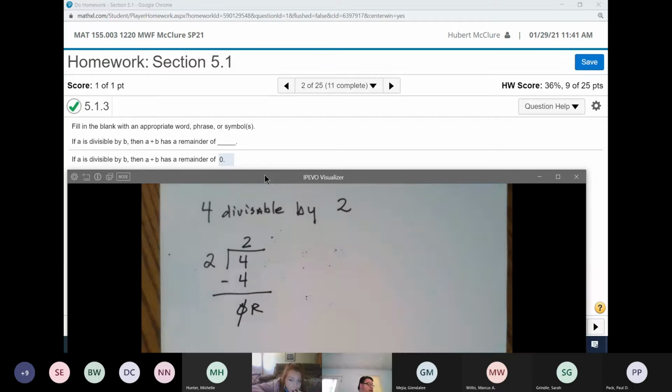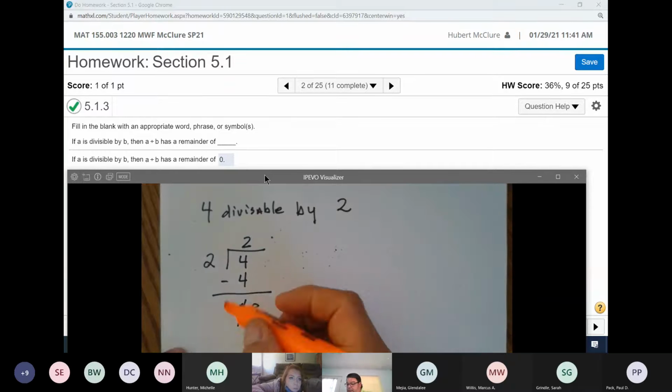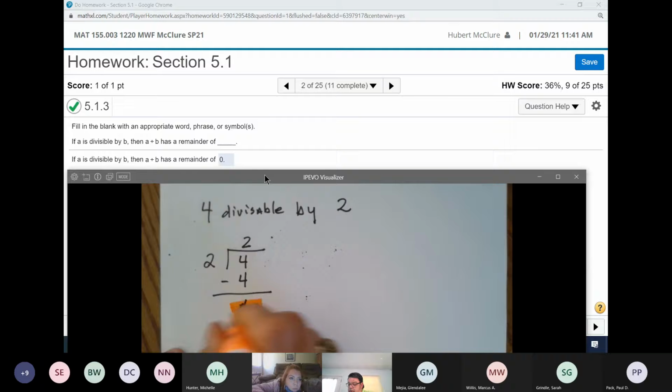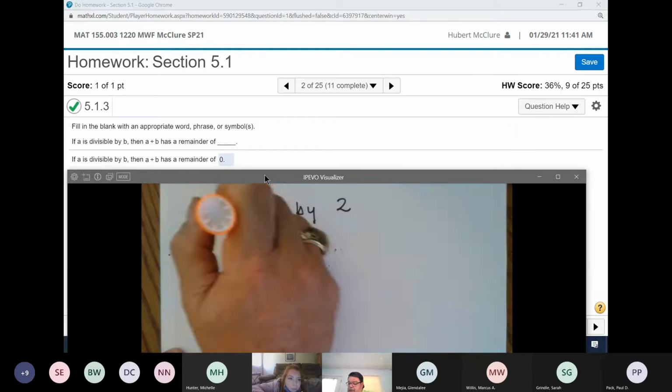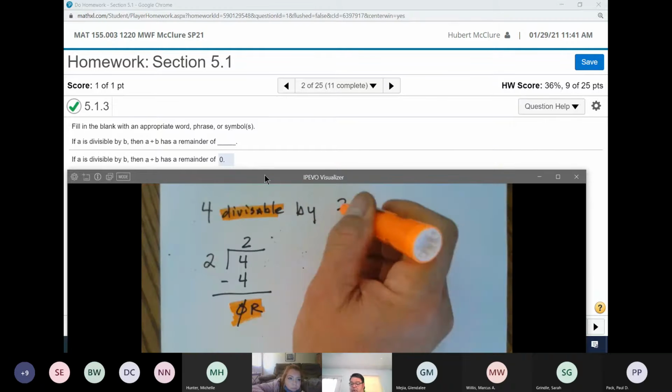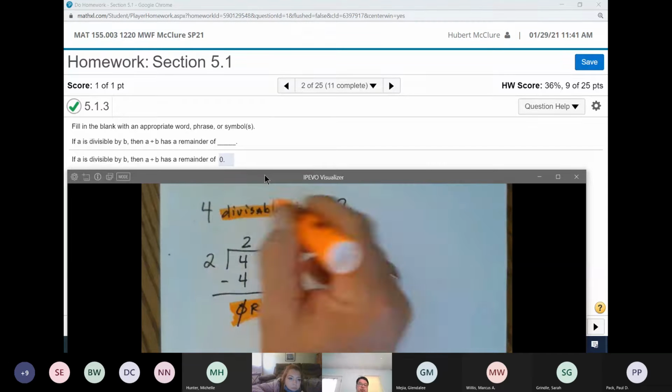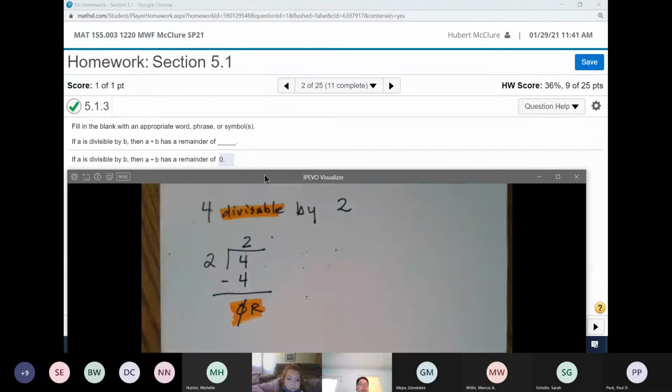If you have a 0 remainder in a division problem, then that means that 4 is divisible by 2. 0 remainder equals divisible. Just write that down for that problem.